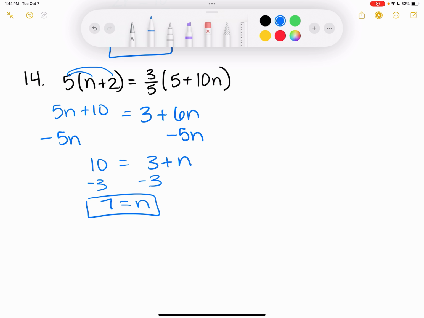Okay? So basically, if we can solve it, we're solving it. If not, it's no solution. They sound complicated, but they're actually not.